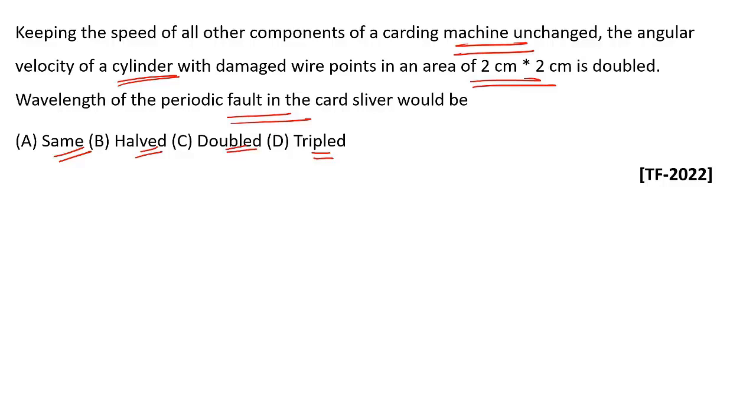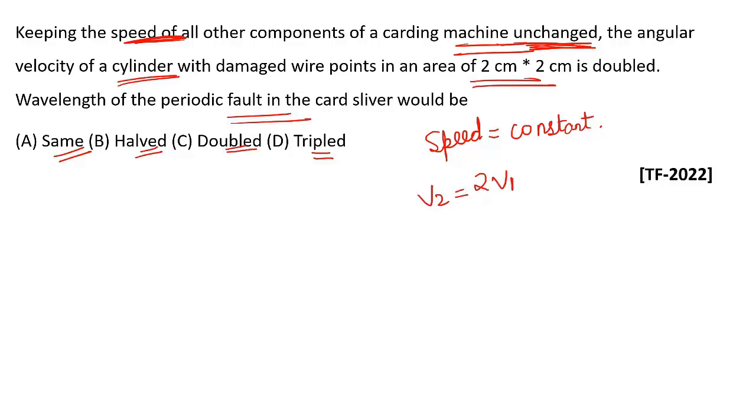In this type of question, you need to find what is given and what is asked. Just write all these things. In this question, it is given that the speed of the carding machine remains unchanged, that means it is constant. And then the angular velocity v2 is doubled. Angular velocity of a cylinder with damaged wire points in an area of 2 x 2 cm is doubled. So v2 is equal to 2 times v1.